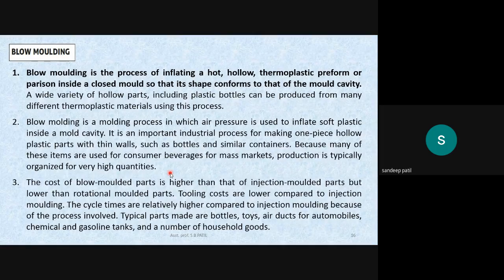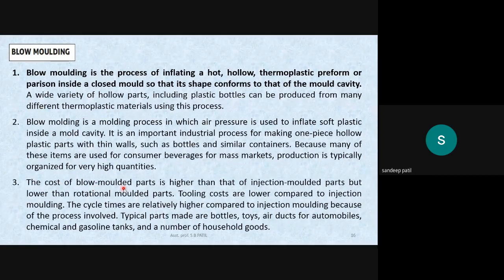Okay, if you have gone through that interactive video that I gave on Moodle, that is regarding the blow molding process, or the manufacturing of plastic bottles. So that is nothing but the blow molding process.